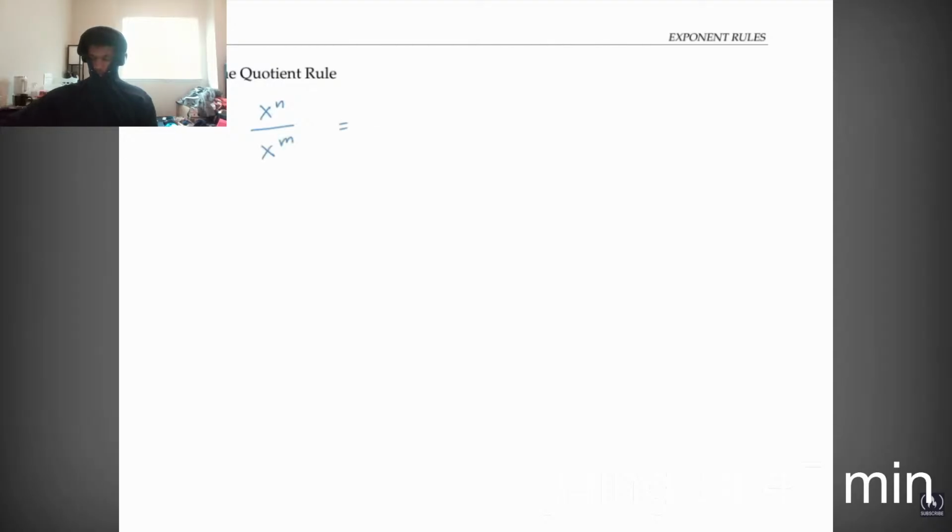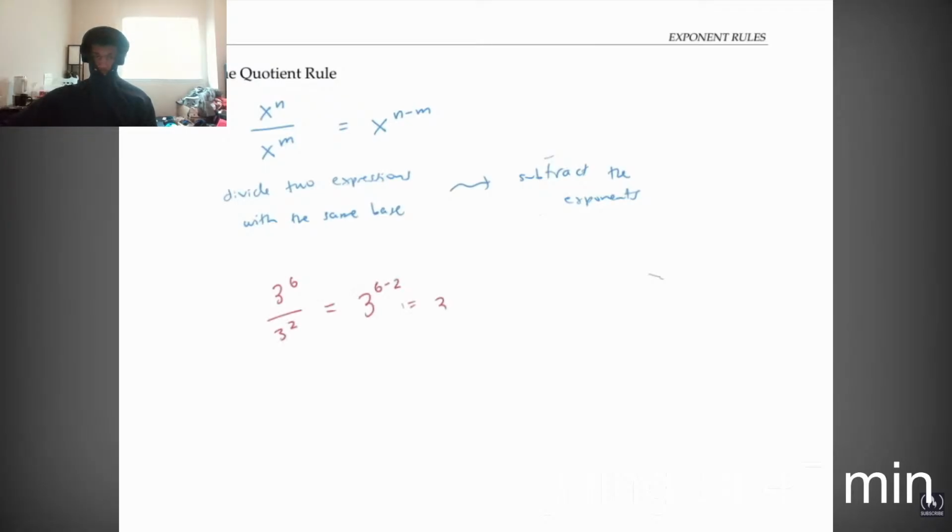The quotient rule says that if I have x to the n power divided by x to the m power, that's equal to x to the n minus m power. In other words, if I divide two expressions with the same base, then I can subtract their exponents. For example, 3 to the 6th divided by 3 squared is going to be 3 to the 6 minus 2, or 3 to the 4th.